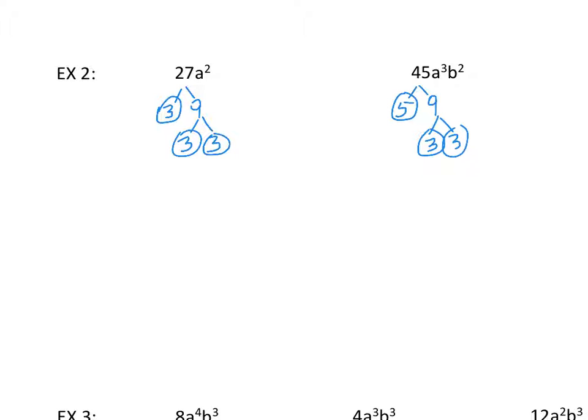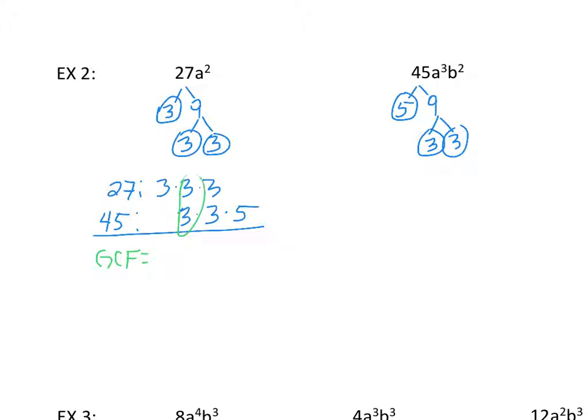So if you stretch out 27, I have 3 times 3 times 3. If you stretch out 45, I can line up my 2 3's underneath the 27's 3's, and the 5 has to have a column of its own. Draw a line. GCF equals, circle what they have in common, which is 2 sets of 3's, bring them down, 1 3 from each group, and multiply, and we get 9.